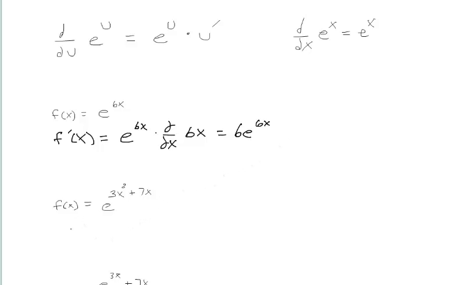Here in this next one, we have f(x) is equal to e^(3x² + 7x). So f'(x) is equal to the rewrite, e^(3x² + 7x), times the derivative of the exponent, which is 6x + 7.